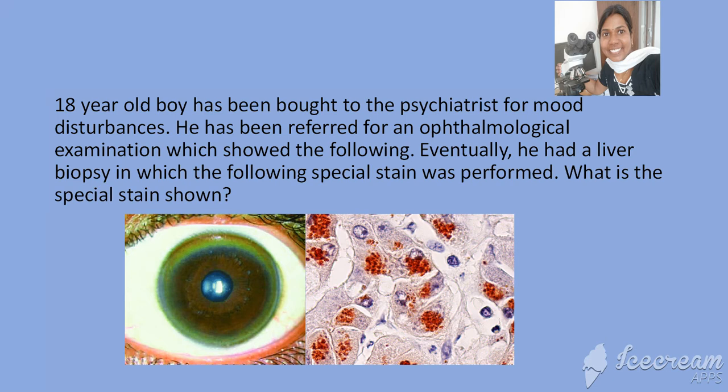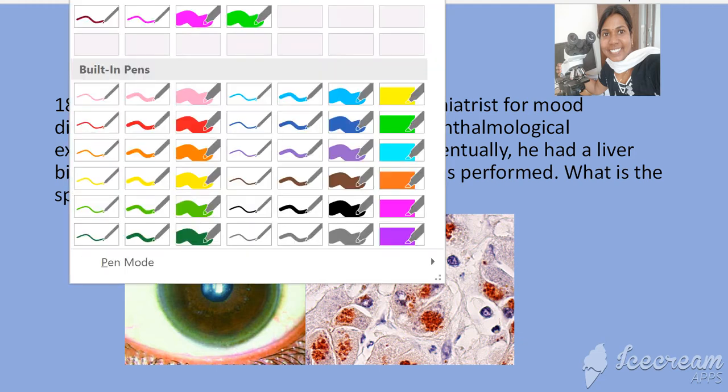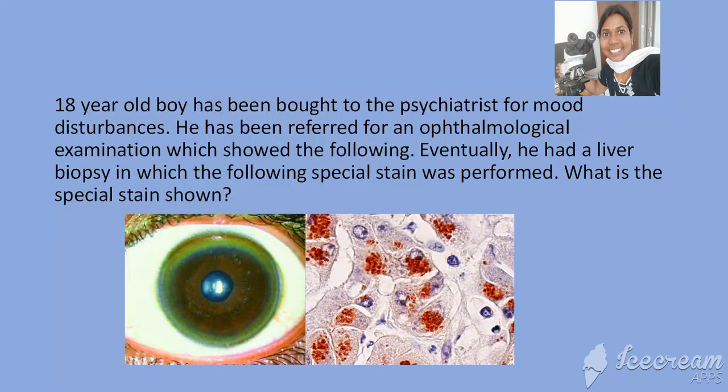Hi everyone. So the question for today is an 18-year-old boy who has been brought to the psychiatric OPD with mood disturbance. He has been referred by the psychiatrist for an ophthalmological opinion which showed the following. Eventually he had a liver biopsy which showed the following, and this is a special stain.